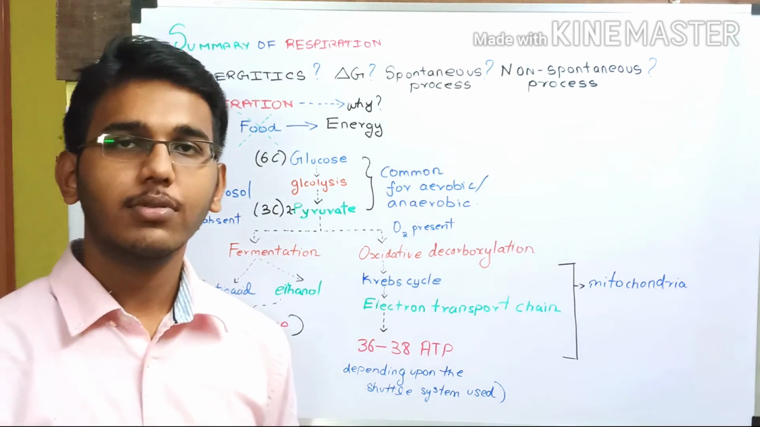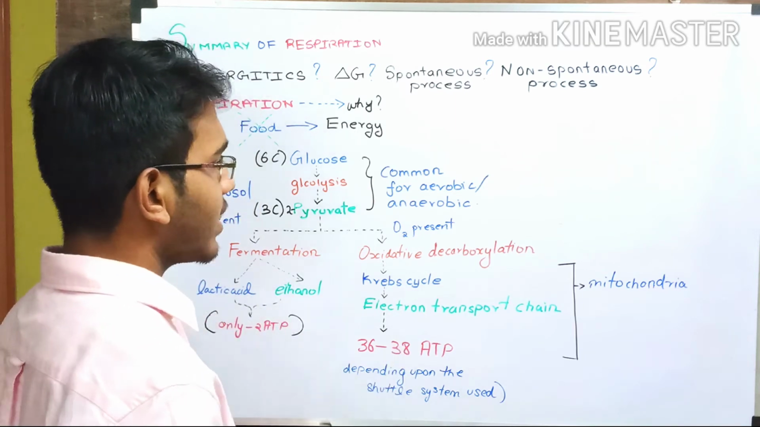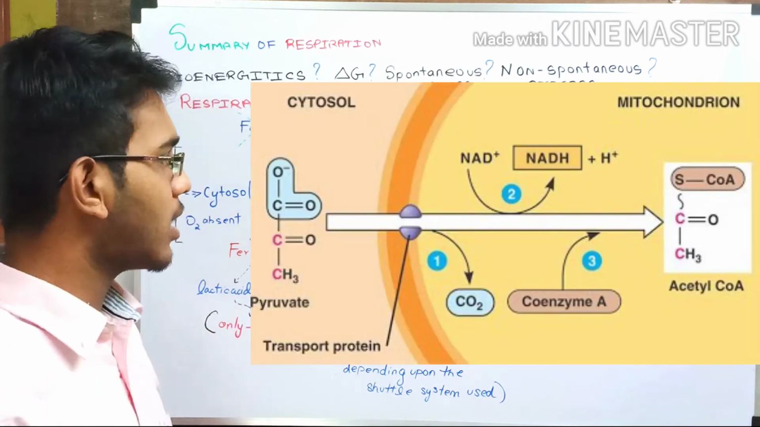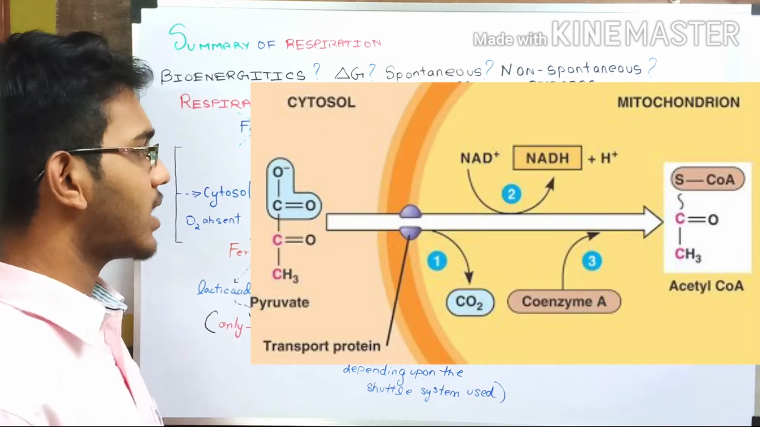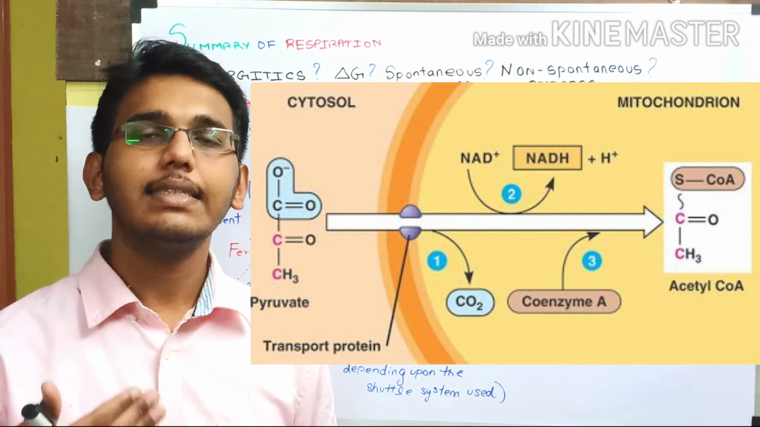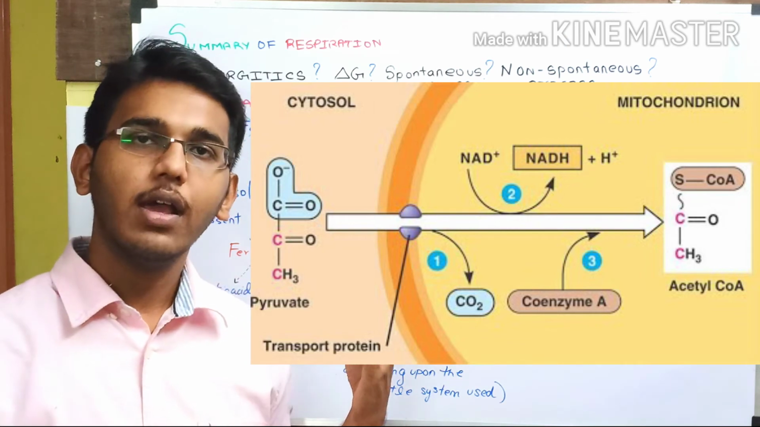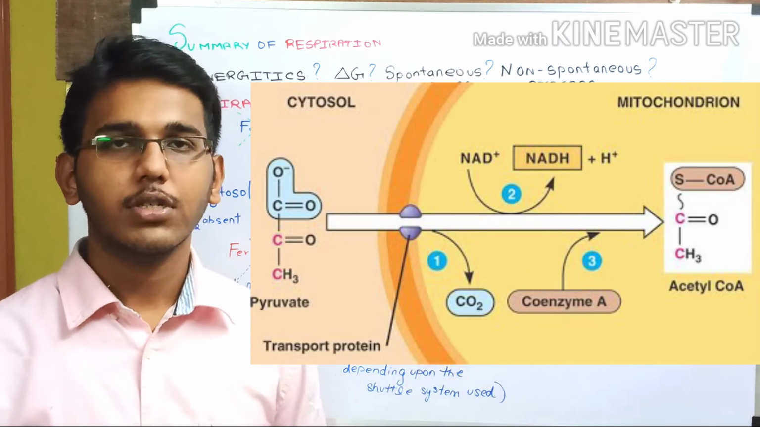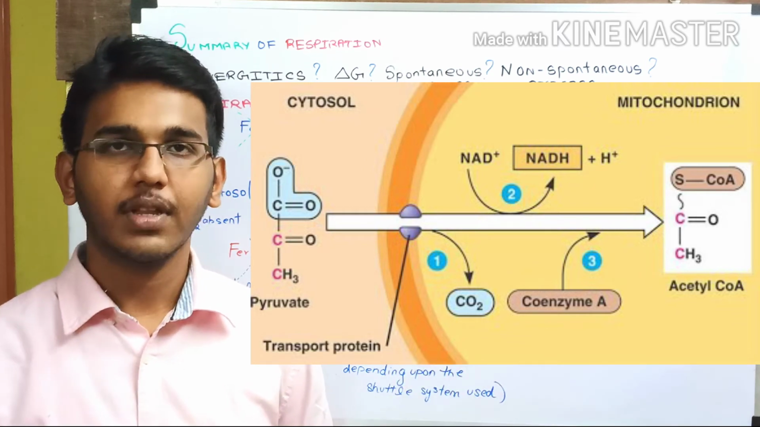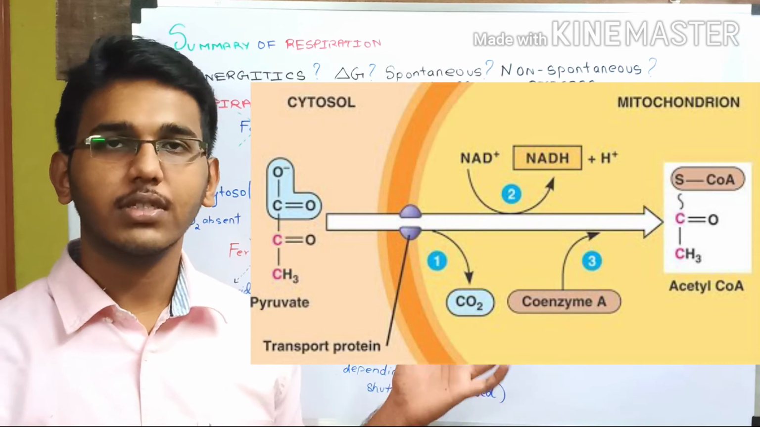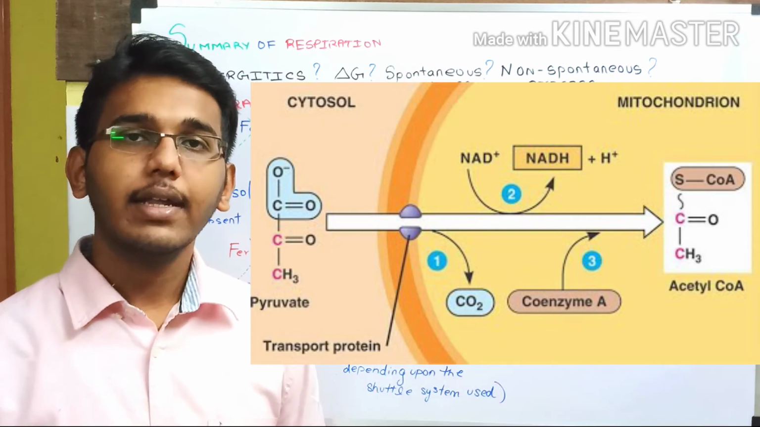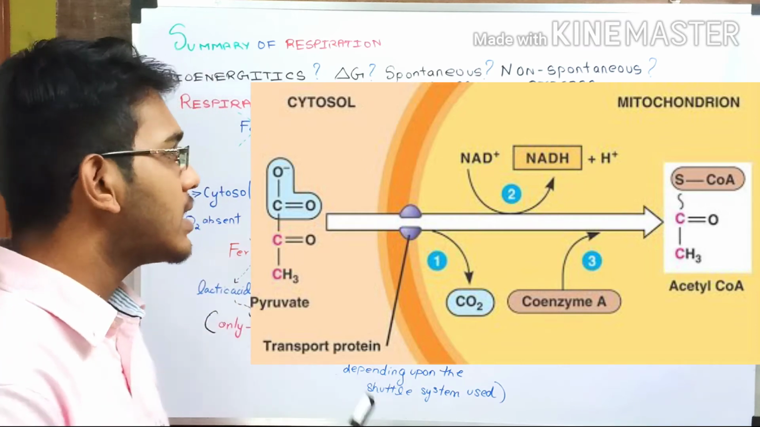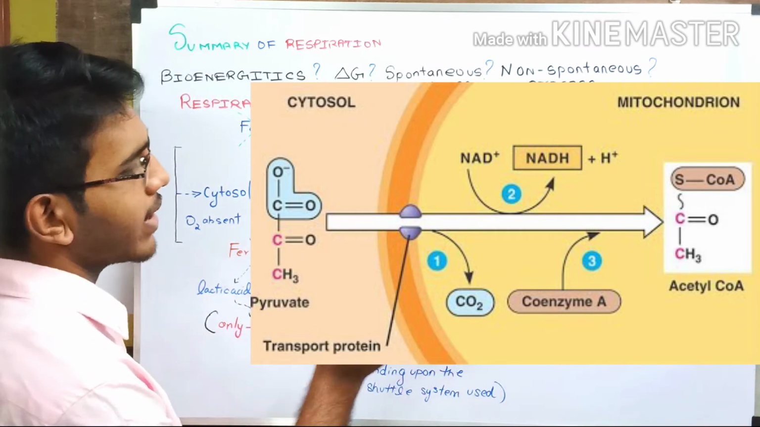Now let us discuss aerobic respiration. The first step of aerobic respiration is oxidative decarboxylation. In this step, the pyruvate molecule is converted to acetyl-CoA. From the pyruvate molecule, the acetyl-CoA molecule is produced in oxidative decarboxylation. Another important significance of this oxidative decarboxylation is that it transfers the respiratory substrate from the cytosol to the mitochondrial matrix.